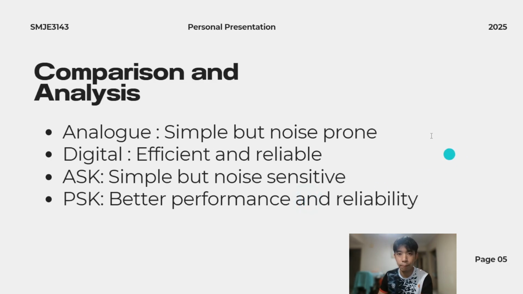The next slide, we'll be looking at comparison and analysis. When comparing analog and digital modulation, analog systems are very easy to implement, but do not perform well when there is noise present. Digital modulation, on the other hand, provides better reliability and efficiency, which is why modern communication systems mainly use digital techniques.